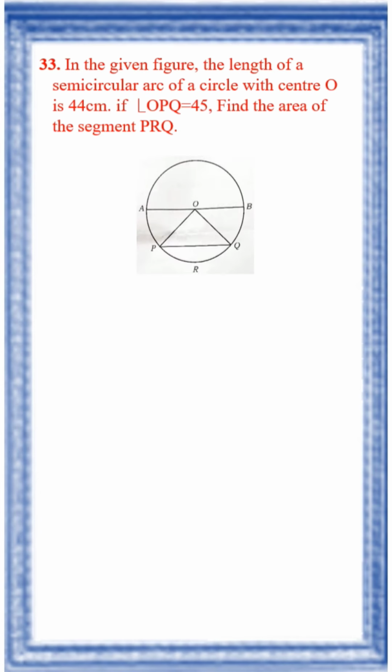Now let us solve the 33rd question, which is taken from the chapter Some Applications of Trigonometry. In the given figure, the length of the semicircular arc of a circle with the center O is 44 centimeter. If angle OPQ is 45 degree, find the area of the segment PRQ. This area of this segment we have to find out. Okay, what are we given here? Length of the semicircular arc is given, that is 44 centimeter.